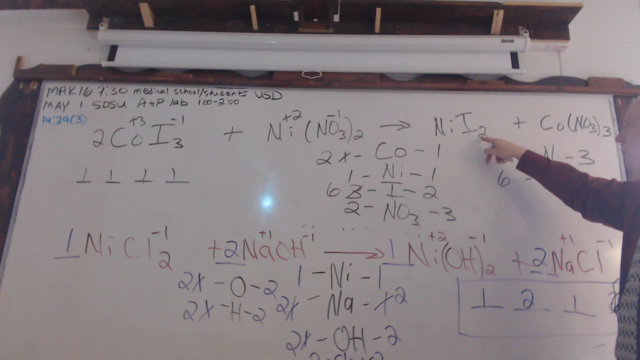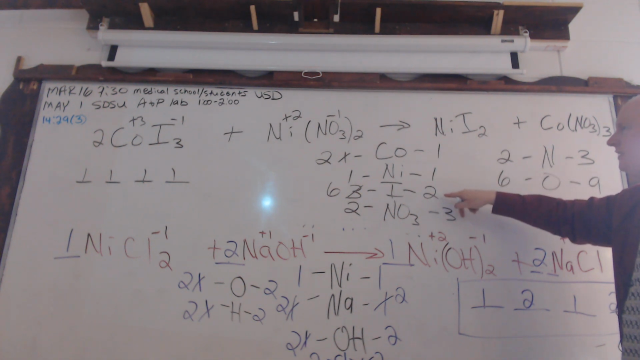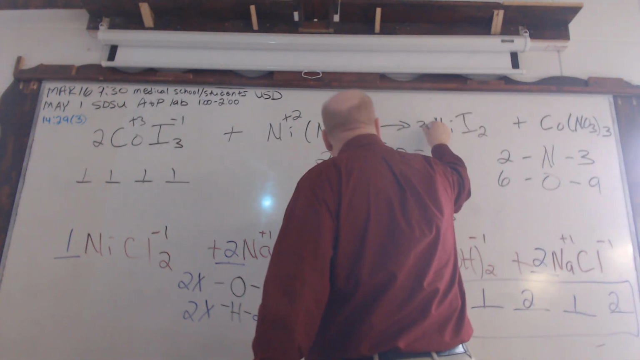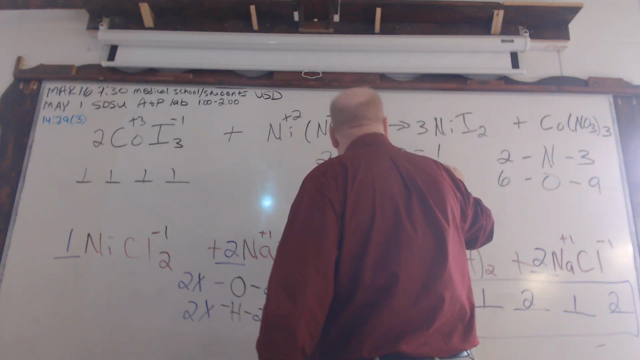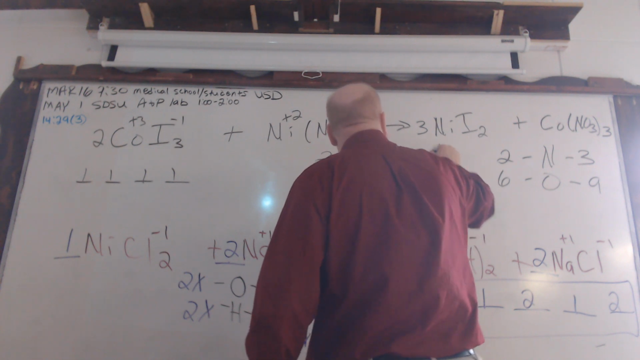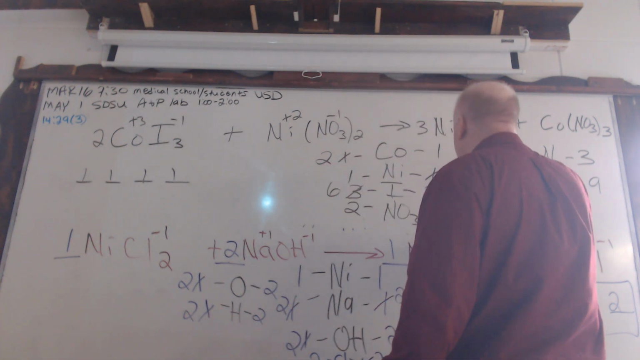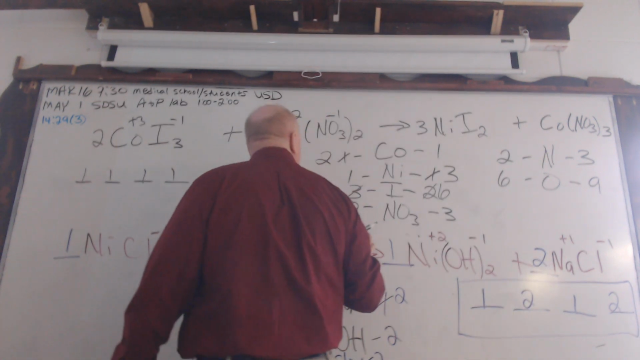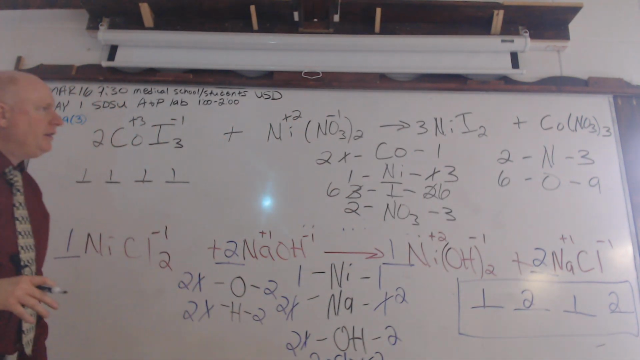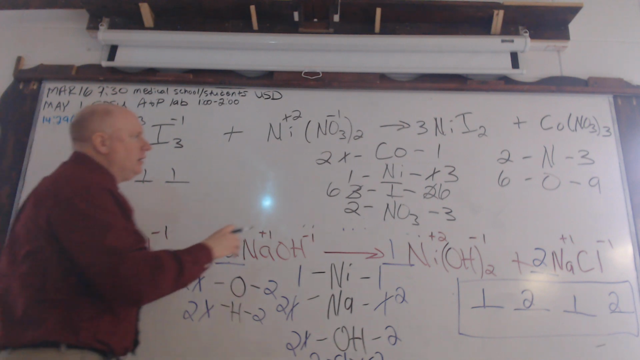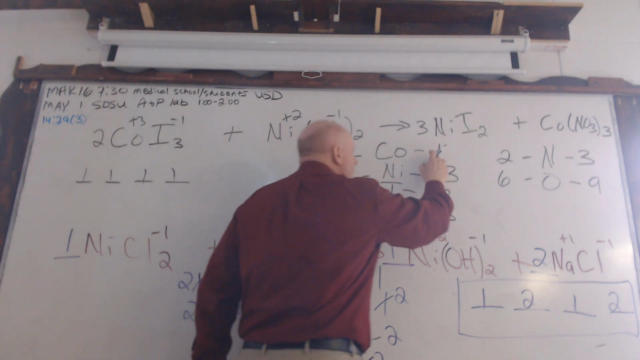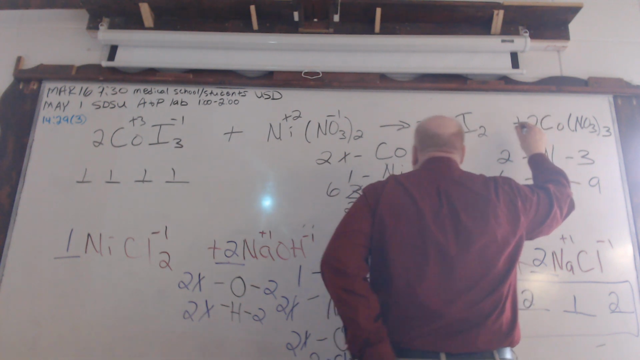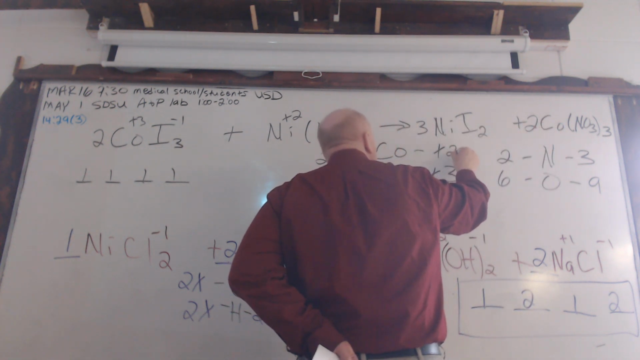Now, let's look at our iodines now since we started there. We've got 2 over here, but we need to get that up to a 6. Put a 3 in front of here. How many nickels is that now? 3. How many iodines is that? 6. So now you can look at your cobalt next. We've got 2 on the left and only 1 on the right. So what would we put here? 2. For cobalts, that's now a 2.